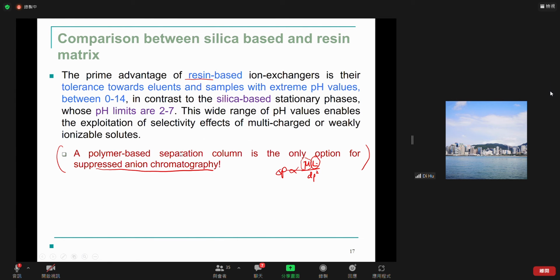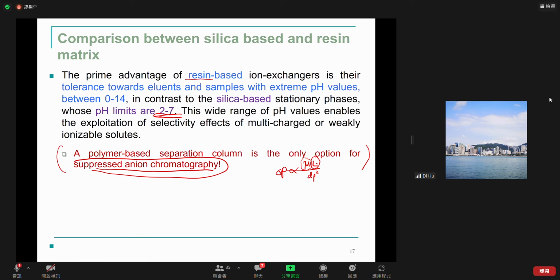What did we say? A polymer-based separation column is the only option for suppressed ion chromatography. Now, do you know the answer? Why is a polymer-based separation column the only option for suppressed ion chromatography? What does it use for the mobile phase? I just showed you: sodium carbonate or bicarbonate, right? Carbonate-bicarbonate buffer solution, which has pH around 10, or sodium hydroxide, which has pH even larger than 12 most of the time.